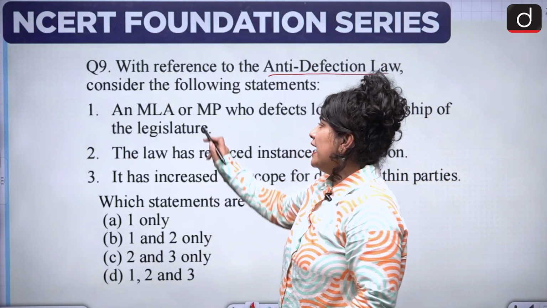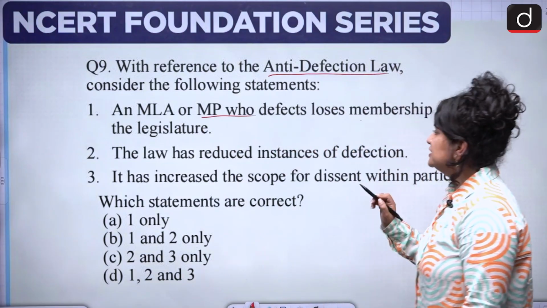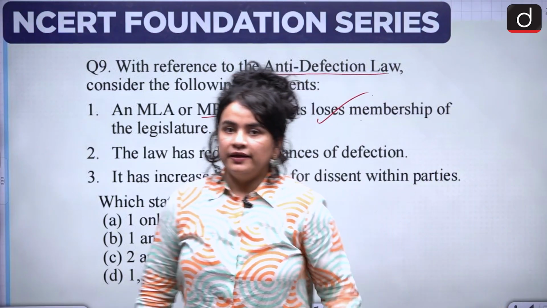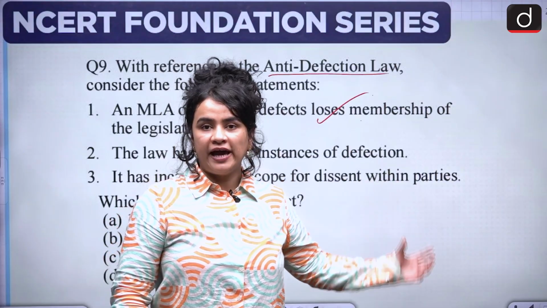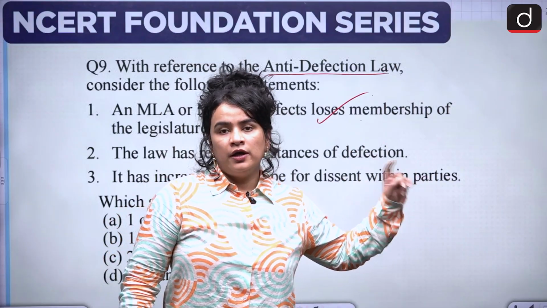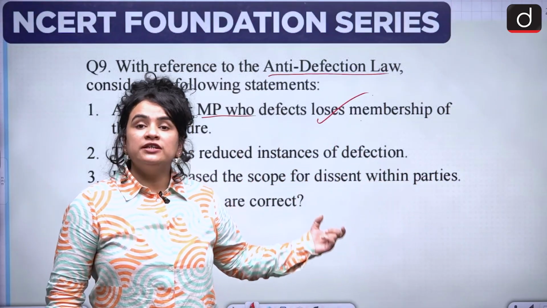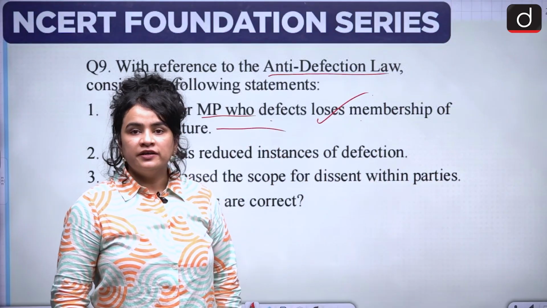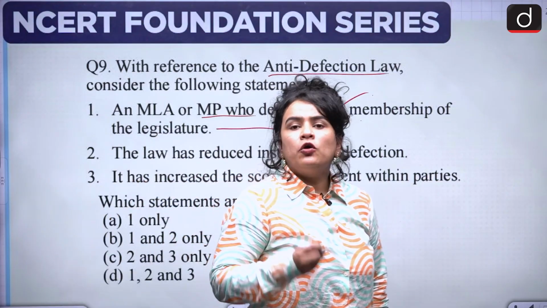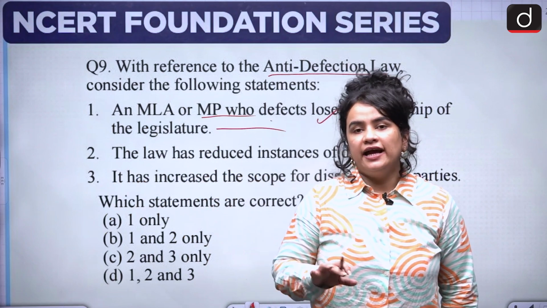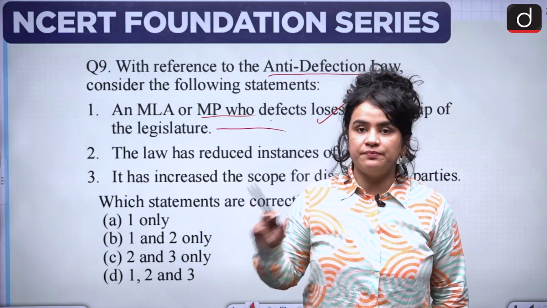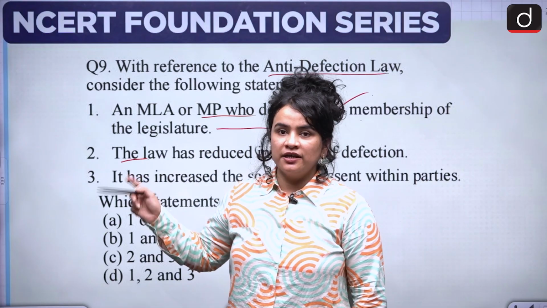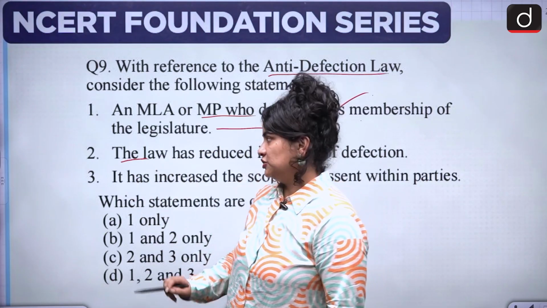1. An MLA or MP who defects loses membership of the legislature. This is absolutely correct. The whole idea behind bringing in the law, bringing in a constitutional amendment, is to make sure that nobody defects or to minimize defection and that the polity remains stable. That is the whole idea. Otherwise, the penalty is losing your seat in the legislature.